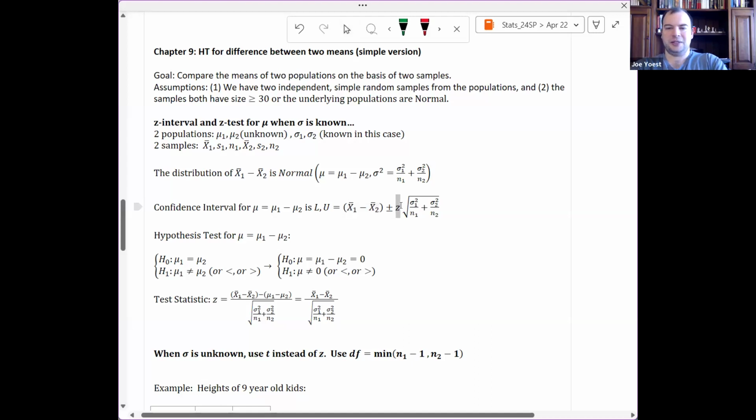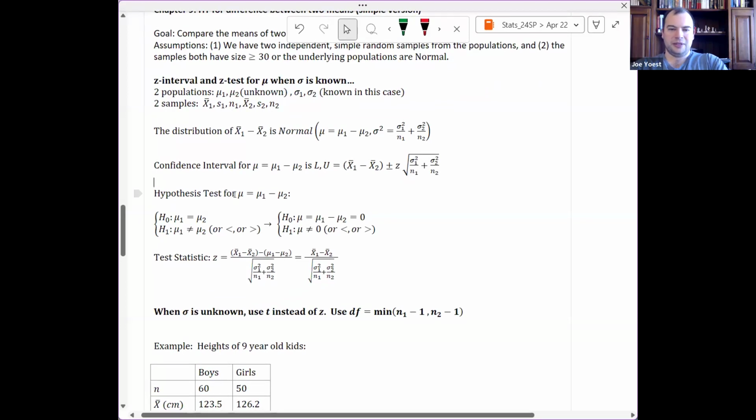And then plus or minus some z number of standard errors. So the right side looks a little messier, but we can see that it's just that same structure, right? It's just point estimate plus or minus z standard errors.